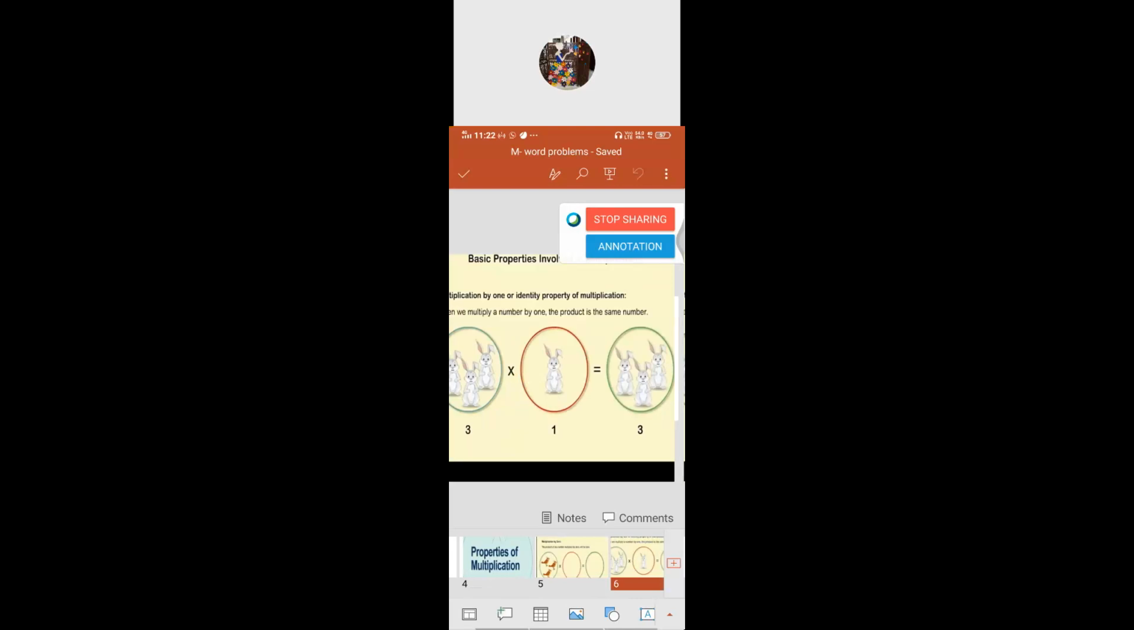Any number multiplied by 1, the product will be the number itself. That means when we multiply a number by 1, the product is the same number. 3 multiplied by 1, we got 3. So 3 ones are 3. That is the meaning of product by 1.